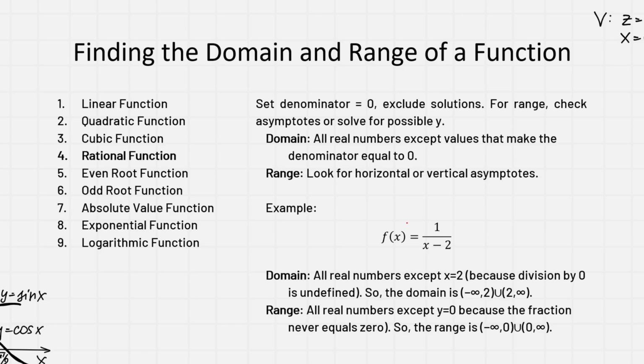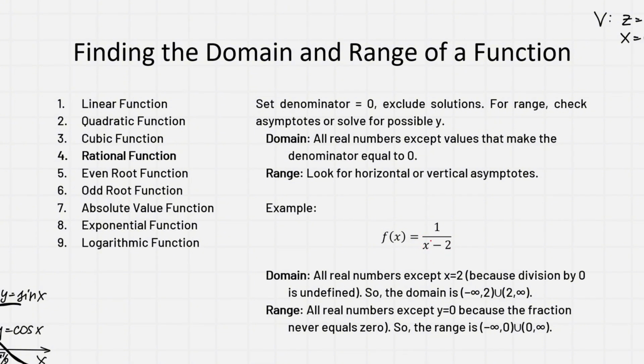To find the domain and range of this function, usually we have this constraint in rational functions. So our constraint here is that the denominator should not be equal to 0. Given this example, we have f of x equals 1 over x minus 2. So just focus here in the denominator.